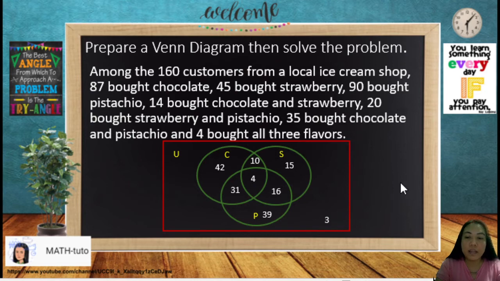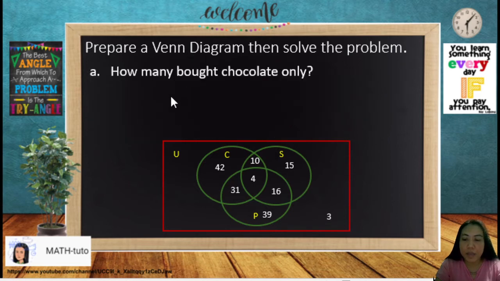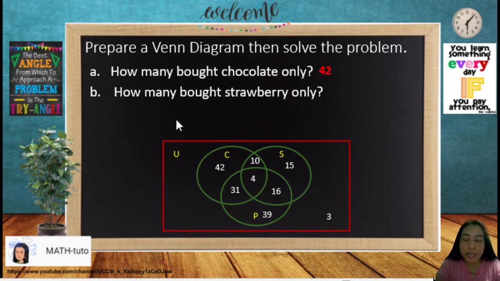Okay, let us now answer questions based on this Venn diagram. How many bought chocolate only? That means it will be the set of all elements in C only, excluding all of the intersections. That is 42. Okay, how many bought strawberry only? Here we look at set S only. So that is 15.